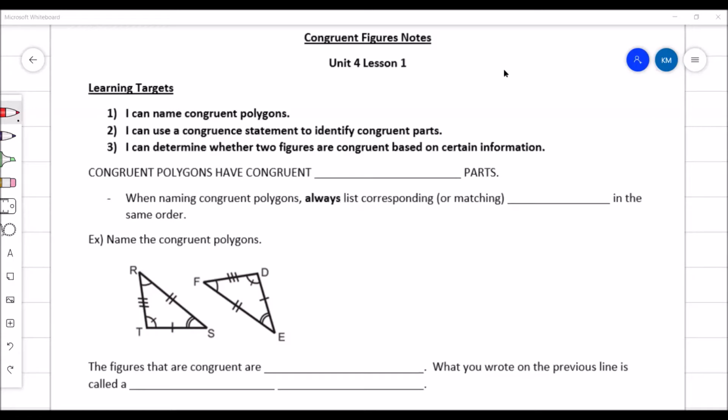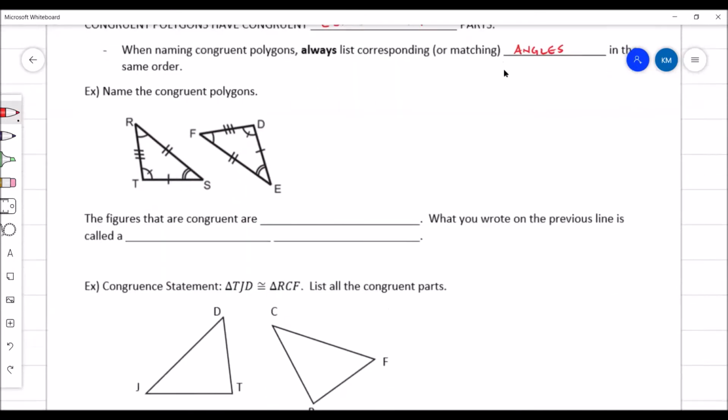Okay, so here's the big takeaway. Congruent polygons have congruent corresponding parts. When naming congruent polygons, always list the corresponding or matching angles in the same order. Okay, and that's how we're going to do it. We'll look at how to do that here in these upcoming examples.